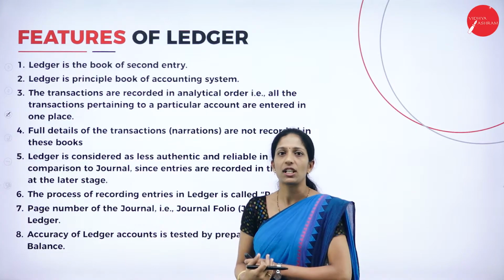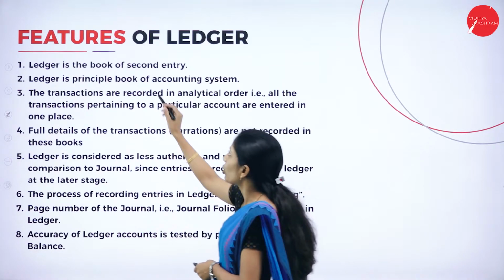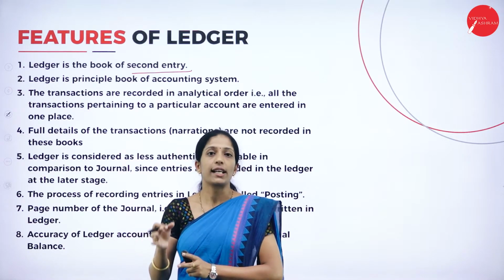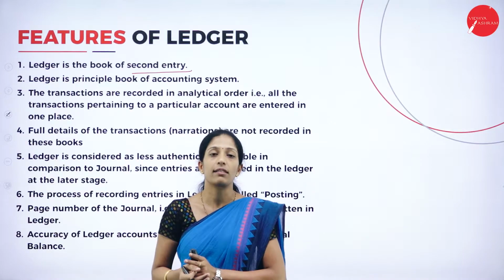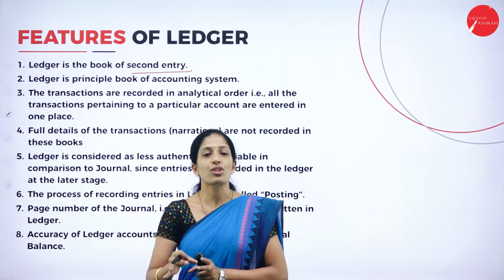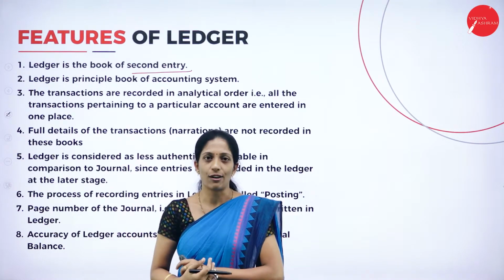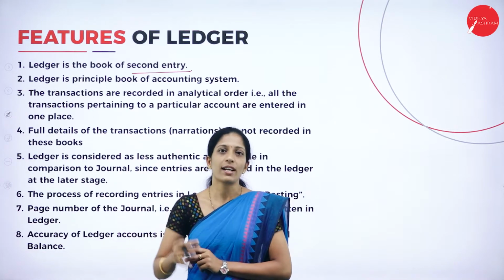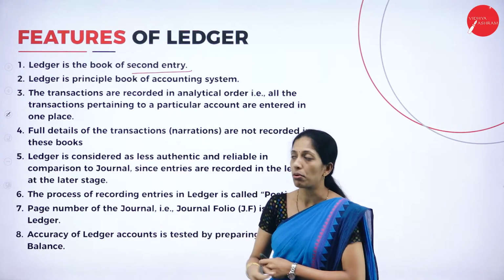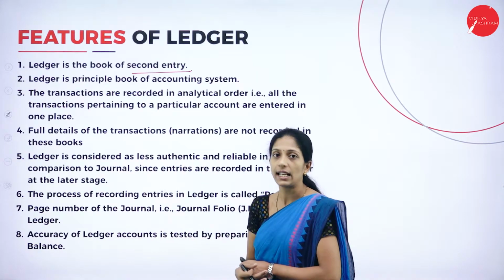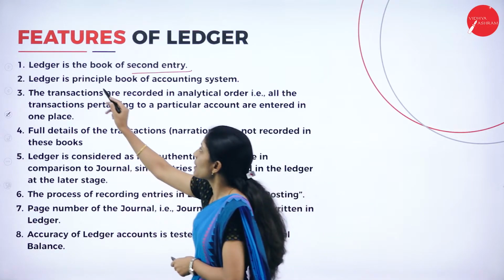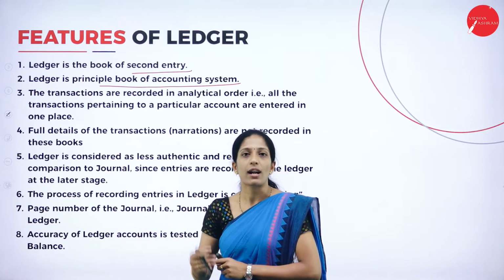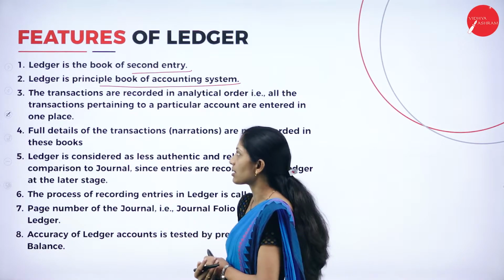Now let us see what are the features of ledger. Ledger is a book of second entry. Why is it called as second entry? Because initially the fresh transactions are recorded in the journal. Then those transactions will be transferred to ledger accounts. So first book is a journal, and the second entry where the recording is made, that is ledger accounts. So ledger is a book of second entry. Ledger is a principal book of accounting system. Already I have told you, ledger is called as principal book of accounting system.